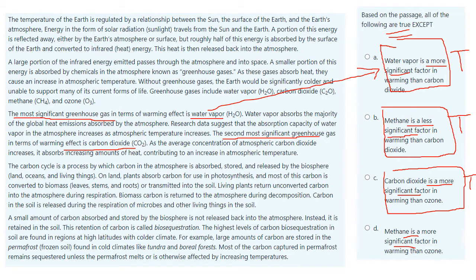Now, we don't know how important methane is. We don't know how important ozone is. We do know that the most important is water vapor, and the second most important is carbon dioxide. So D cannot be proven. D would be not given based on this passage. It would not be true based on this passage. So the correct answer is D. Whenever you get a question that says all of the following are true except, then you are trying to find one answer that is either false or is not supported by the passage.